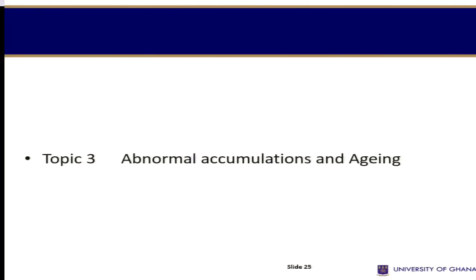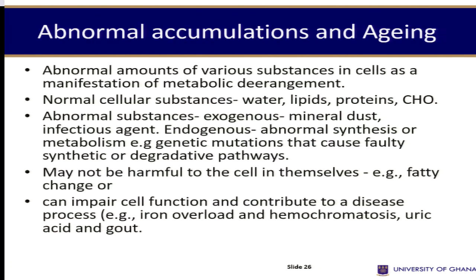Now we come to abnormal accumulations and aging. Abnormal amounts of various substances can accumulate in cells as a manifestation of metabolic derangement. These include water, lipids, protein, carbohydrates, and others. Some abnormal substances may come from outside the body, like mineral dusts, infectious agents, and then others may be synthesized in the body as endogenous abnormal material, and they can accumulate in cells.